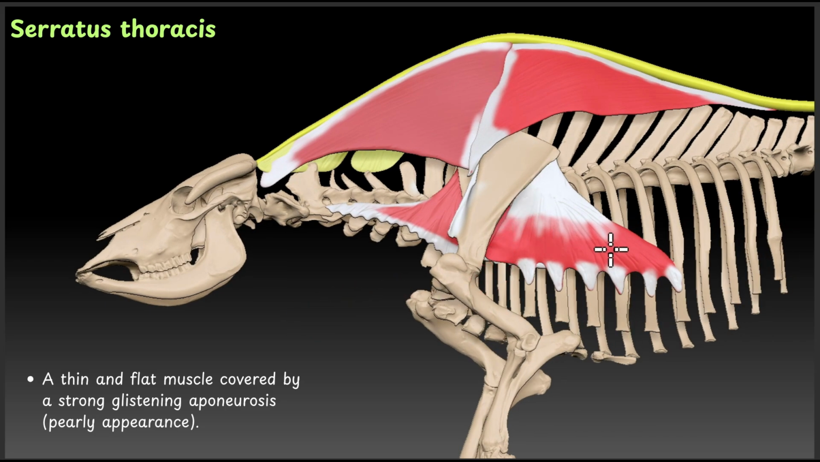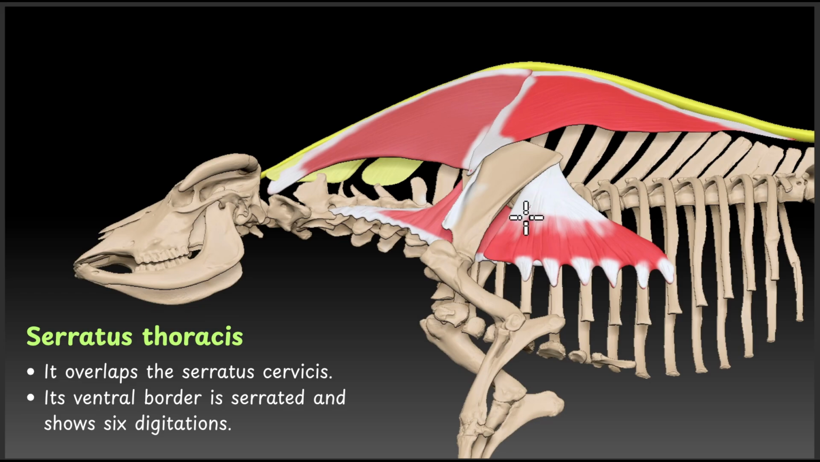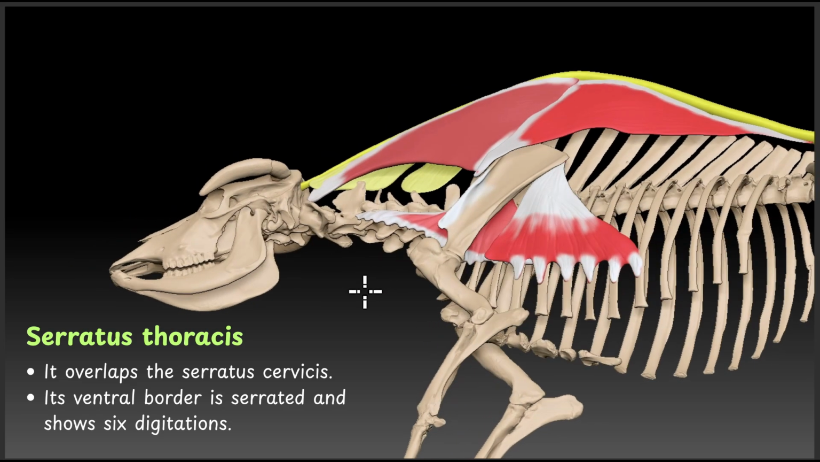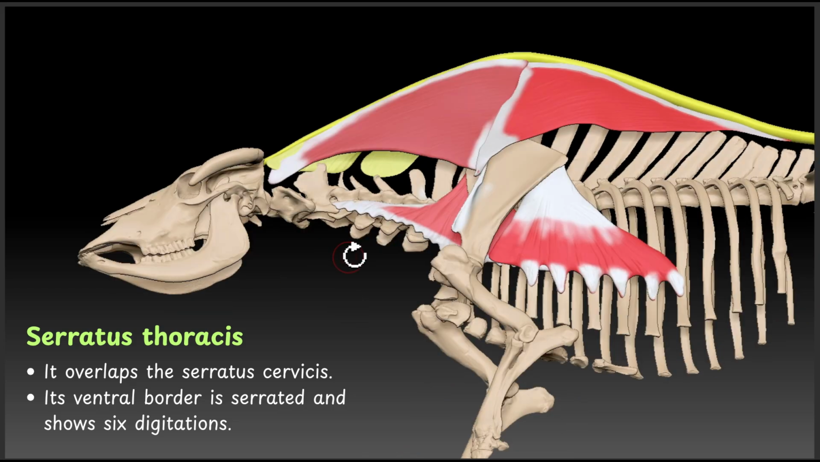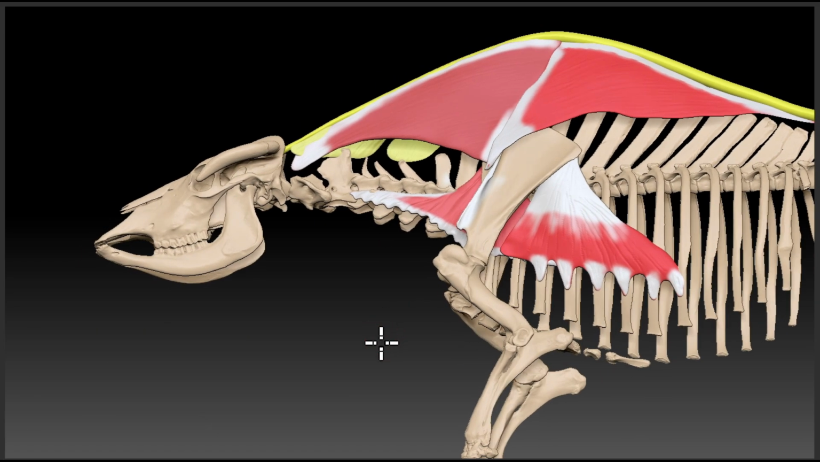It is a thin and flat muscle. It is covered by strong glistening aponeurosis. So this structure is the strong glistening aponeurosis, giving a pearly appearance. You can clearly see serratus thoracis overlaps serratus cervicis muscle. If you see the ventral edge of the serratus thoracis, it is serrated, and you will find 6 digitations. Okay, 1, 2, 3, 4, 5, 6. That's why the whole name is the serratus ventralis.